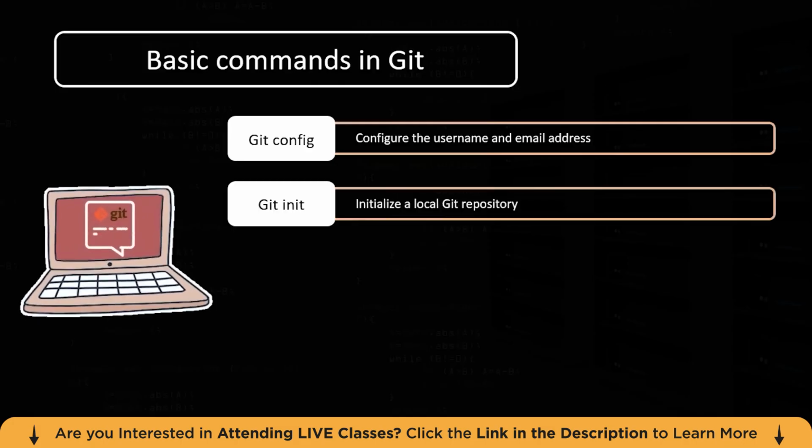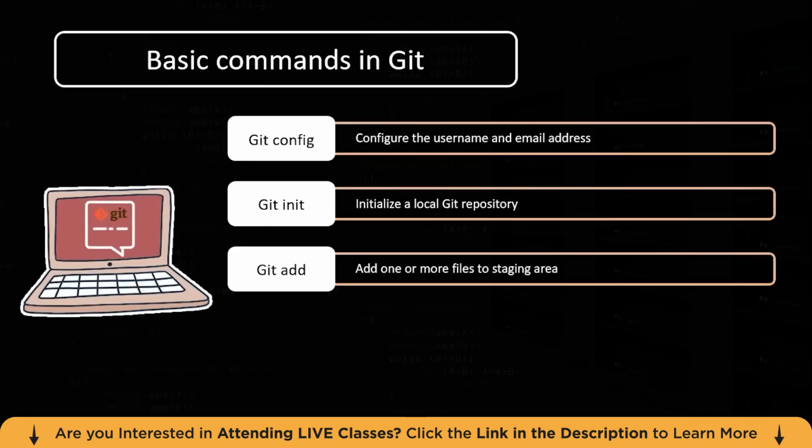Now, if you want to initialize a local repository, not working on a remote repository, you can use the git init command in a specific folder, so that you can convert a simple folder into a full-fledged Git version control repository. So the init command is used to initialize a local empty Git repository. Next command is git add.